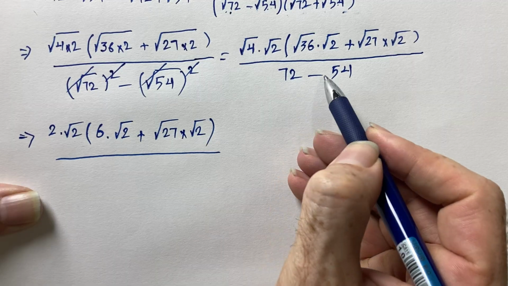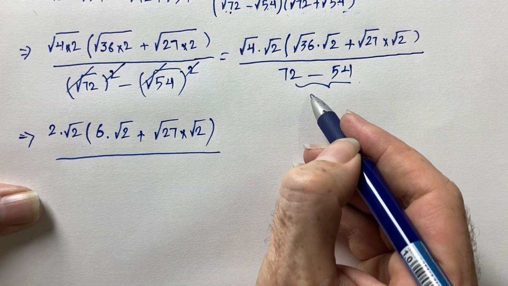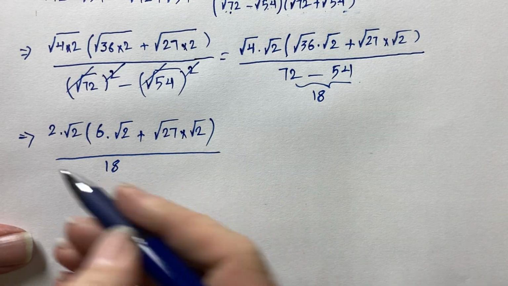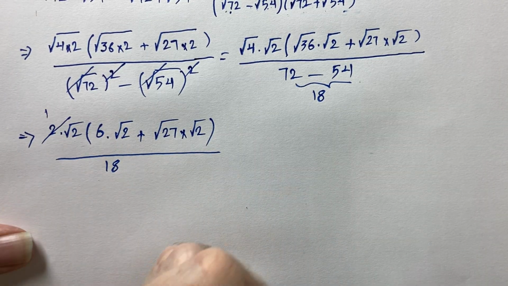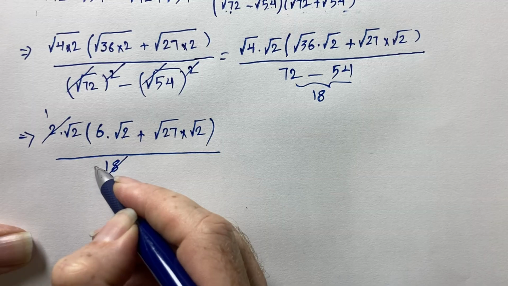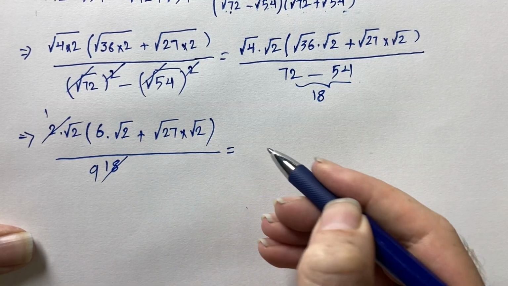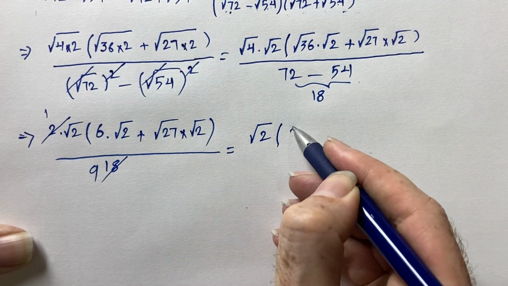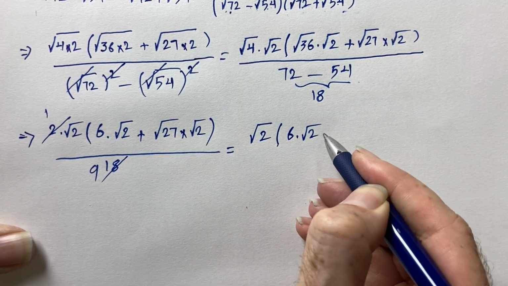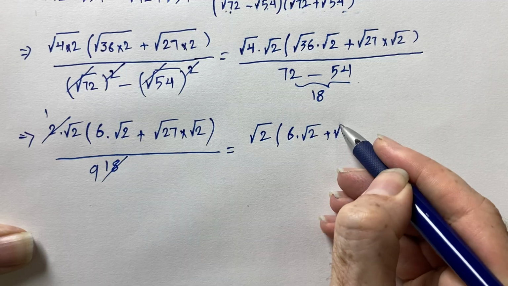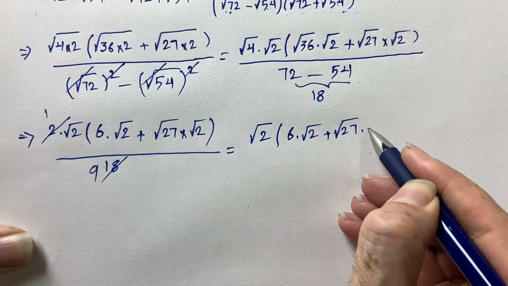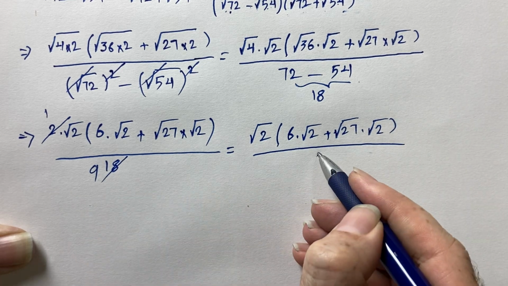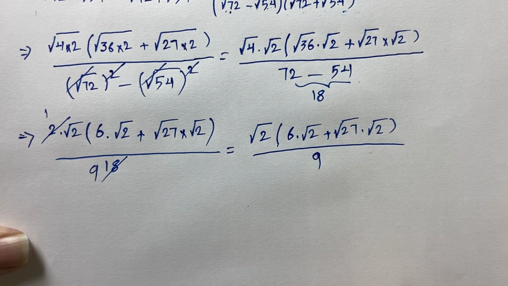Bottom, 72 minus 54 is going to be 18, right? I write this 18 here. Next, 2 divided by 2 is 1, and 18 divided by 2 is 9. So I write it here. On top we have square root of 2 times 6 times square root of 2 plus square root of 27 times square root of 2. Bottom we have 9.